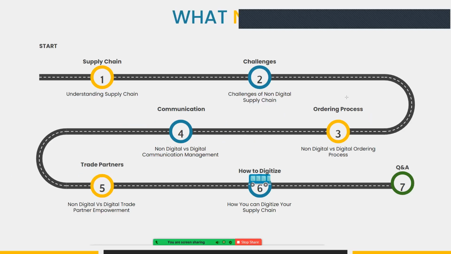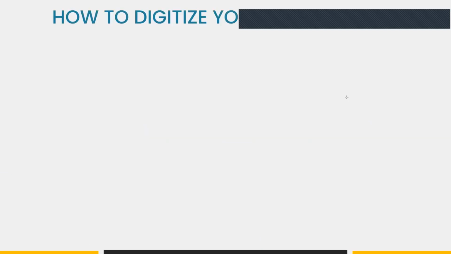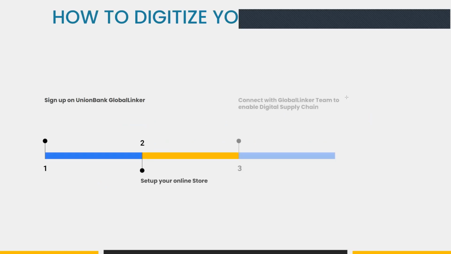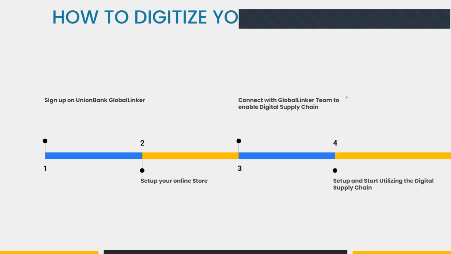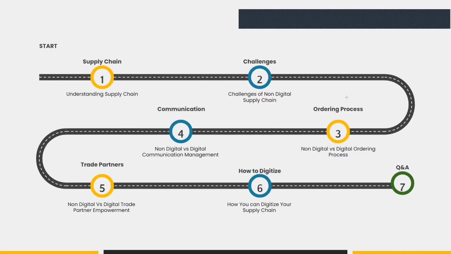So now we are at the sixth stage, how you can digitize, and this is again a very simple and straightforward process. You have to sign up on GlobalLinker, and then create an online store, connect with the GlobalLinker team, or you can do that at the first stage as well, and we'll enable the digital supply chain capability for you. And then lastly, you can start utilizing the digital supply chain capability and the brand linker capability to grow your business.